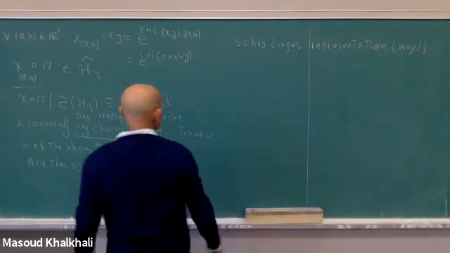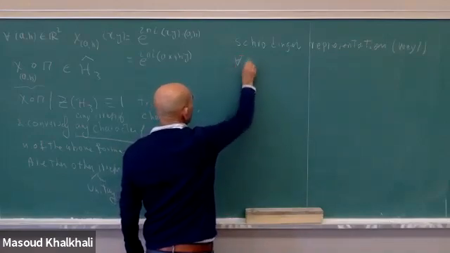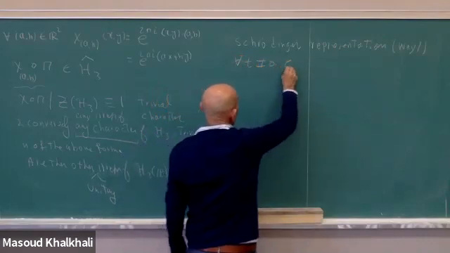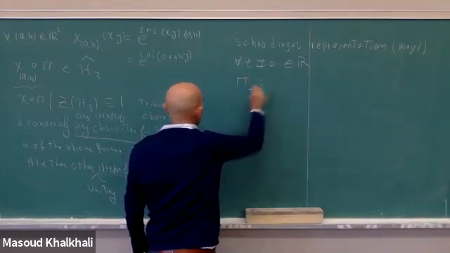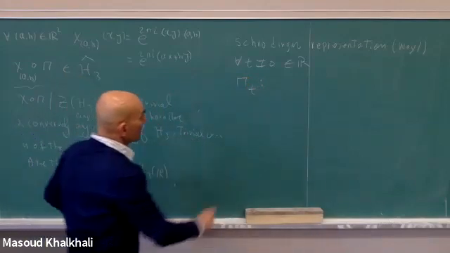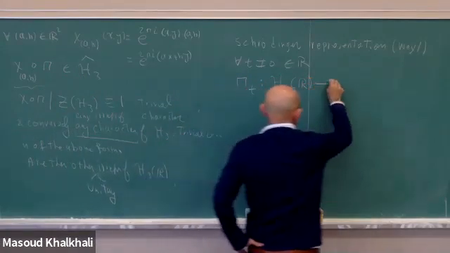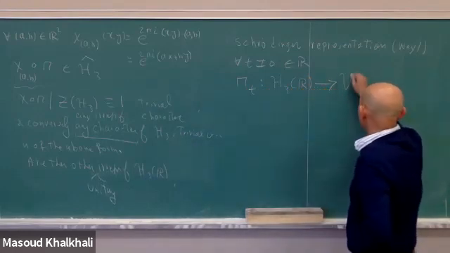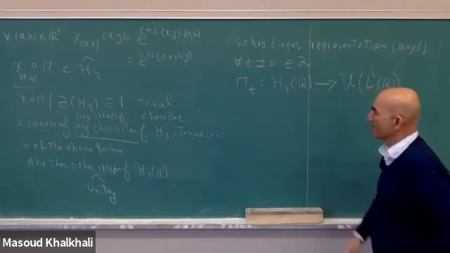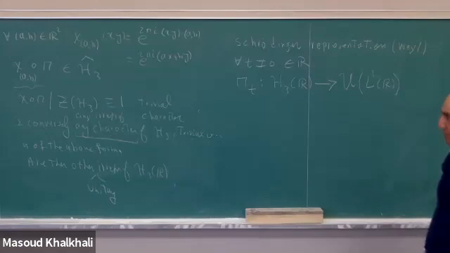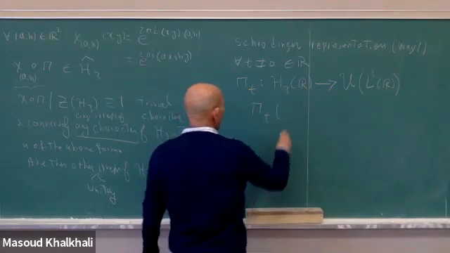So here is a representation. Let's define this pi t. For any t different from 0 in R, let's define this pi t from this Heisenberg group, H3 of R, to unitary operators on L2 of R, as follows. So pi t of some a, b, c.